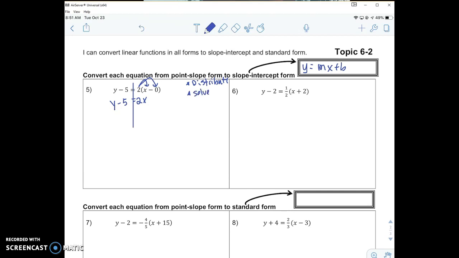I'm solving for y, so I'm trying to get y by itself. I'm going to move the minus 5 to the other side by adding. On the left side, I'm left with y. 2x and 5 are not like terms, so I'm just going to write down 2x plus 5. This is now in y equals mx plus b, where my slope is 2 and my y-intercept is 5.